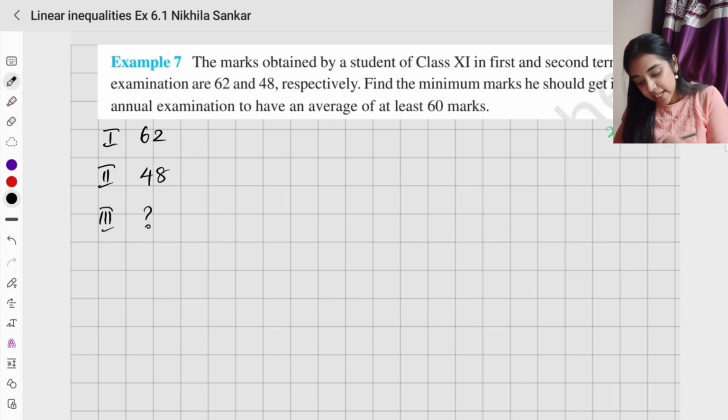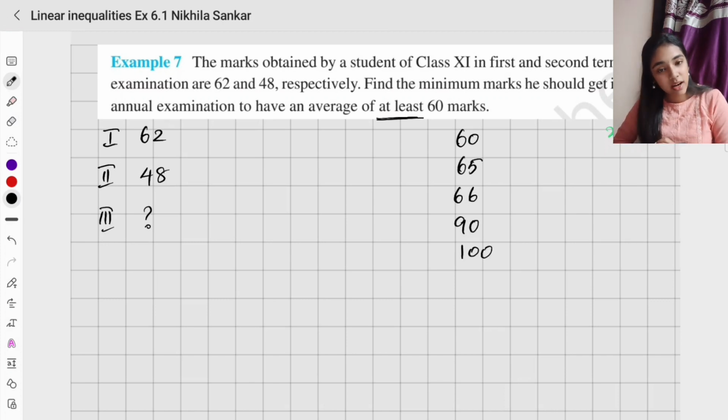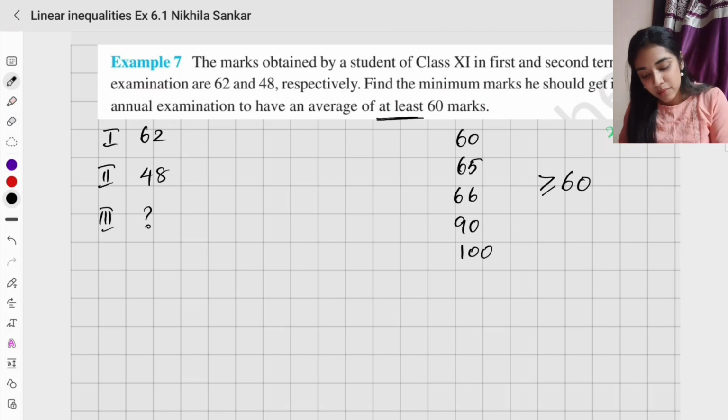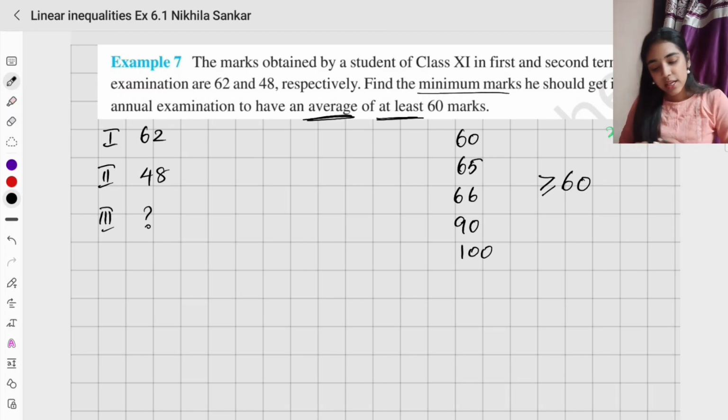So how much in the third exam, to have an average of at least 60 marks? At least 60 marks means 60 has to come. He can also get 65, he can also get 66, he can also get 90, he can also get 100. So at least 60 marks means he has to get greater than or equal to 60. It can be above 60 or it can be 60. So you have to understand the question. What has to be greater than or equal to 60? What should the minimum mark be so that the average is at least 60?